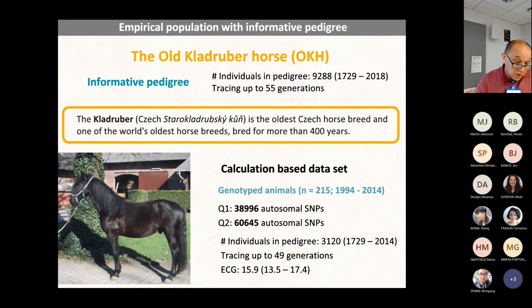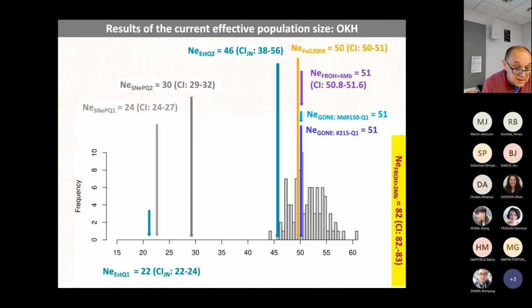We had two quality controls. One was very restrictive, and one was very liberal, just to see how the number of markers also influences our empirical estimations. And then this is the result.